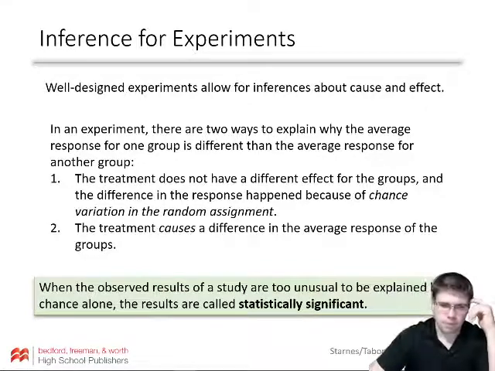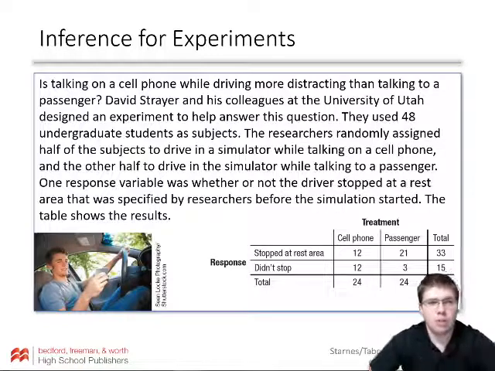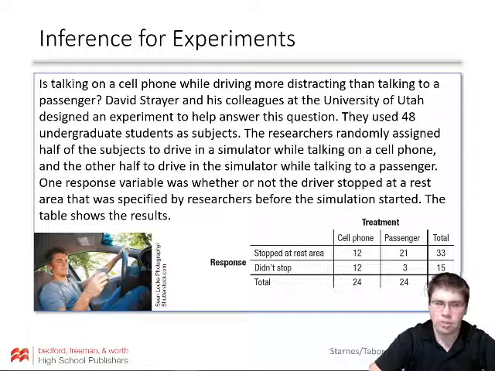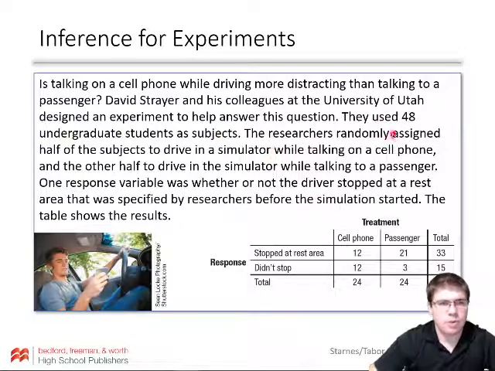and then ultimately draw our conclusion. An example of this is: is talking on a cell phone while driving more distracting than talking to a passenger? David Strayer and his colleagues at the University of Utah designed an experiment to help answer this question. They used 48 undergraduate students as subjects. The researchers randomly assigned half of the subjects to drive in a simulator while talking on a cell phone, and the other half to drive in a simulator while talking to a passenger.